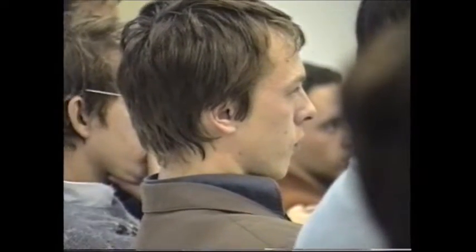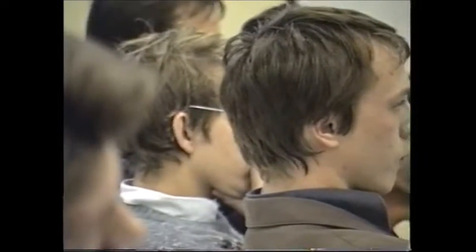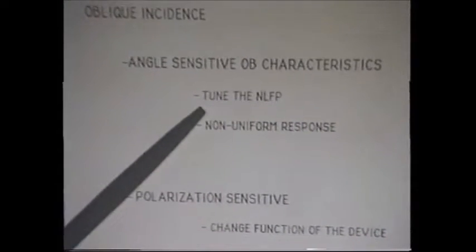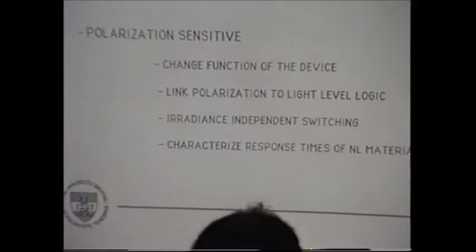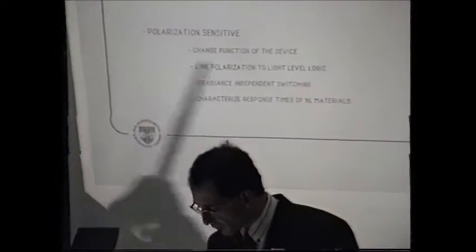A basic question concerning the dynamics of the nonlinear Fabry-Perot is the following: can we switch from a low to a high state without changing the incident irradiance? In fact, this is a new switching mechanism, where applications are rather evident. Looking at oblique incidence makes your optical bistable characteristics angle sensitive and polarization sensitive. Angle sensitivity can lead to tuning of the nonlinear Fabry-Perot, whereas polarization sensitivity can make a link between polarization and light level logic. It can also change the function of the device, and you can use it to characterize response times of nonlinear materials.